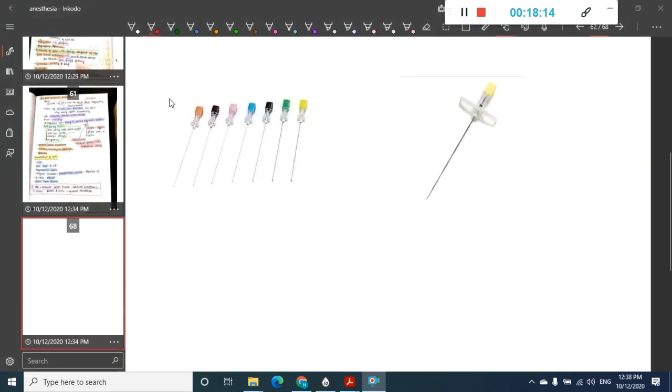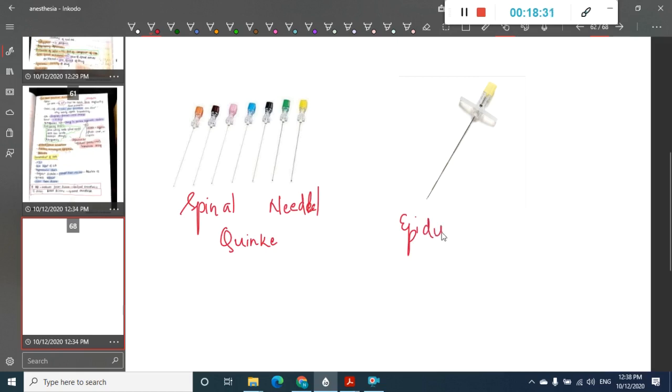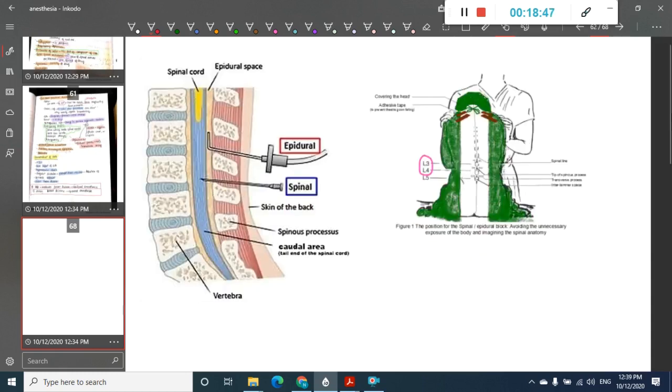These are the spinal needles. This is also called Quincke's spinal needle. This needle is the epidural needle, which is Tuohy's epidural needle. So I think you can at least visualize this part and identify it. So this is about the central neuraxial blockade.